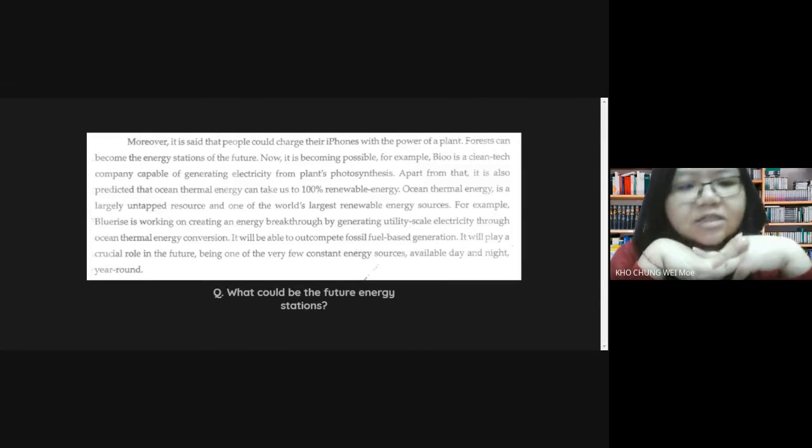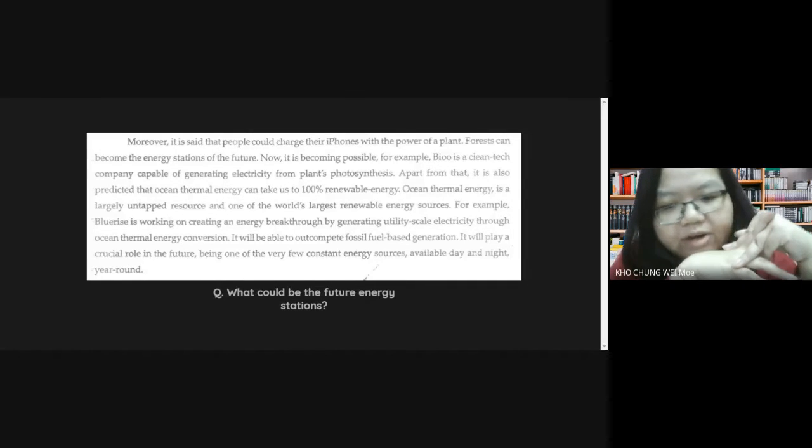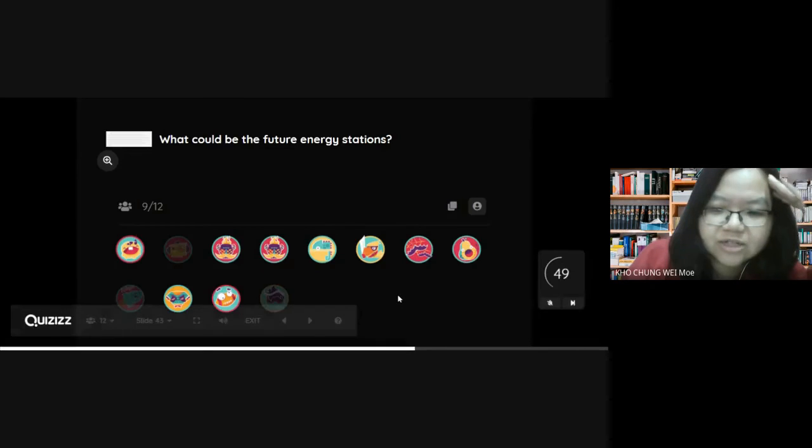Apart from that, it is also predicted that ocean thermal energy can take us to 100% renewable energy. Ocean thermal energy is a largely untapped resource and one of the world's largest renewable energy sources. For example, Blue Rise is working on creating an energy breakthrough by generating utility-scale electricity through ocean thermal energy conversion. It will be able to outcompete fossil fuel-based generation. It will play a crucial role in the future, being one of the very constant energy sources available day and night, year-round. Okay, so what could be the future energy stations?